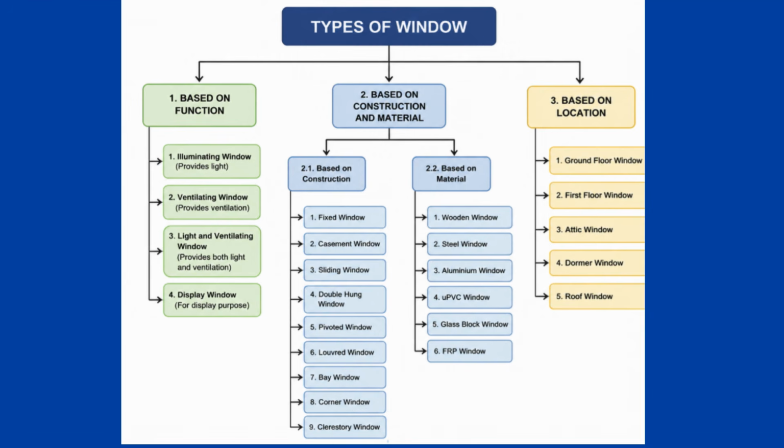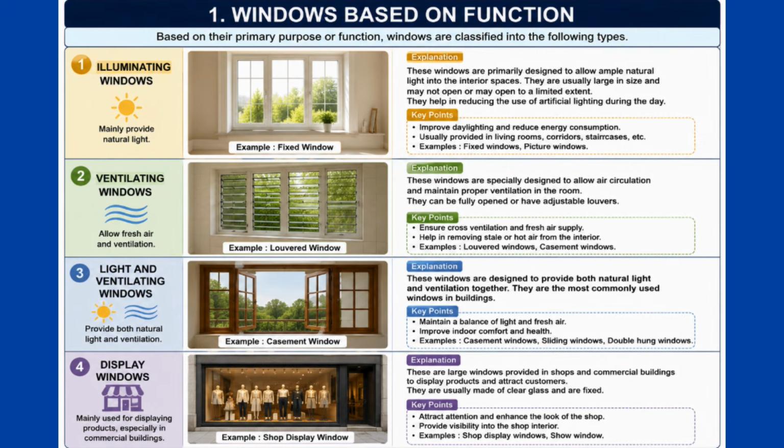Windows can be classified into different types based on their function, construction and material, and location. Windows based on function. Windows can be classified based on the main function they perform in a building. There are 4 important types. 1. Illuminating windows. These windows are mainly provided to bring natural light into the interior. They help reduce the use of artificial lighting during the daytime. Example: fixed or picture window. Used in living rooms, corridors, classrooms, etc.